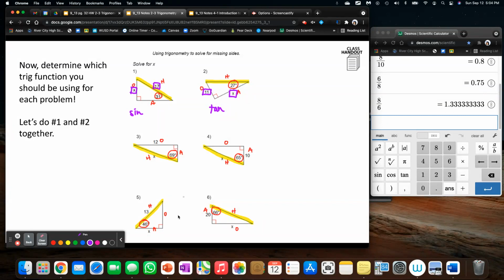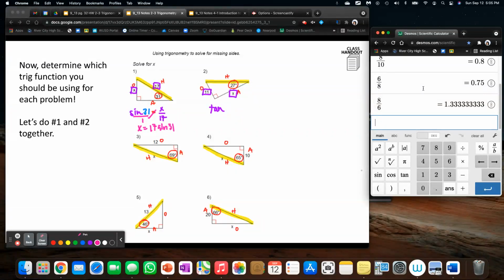All right, so now let's figure out how to actually use these trig functions. So remember, the way it's set up is it's your trig function, then your reference angle, and that equals, since we're using sine, opposite over hypotenuse, so x over 17. So then from here, the easiest way to solve it, I like to just cross multiply, so put it over 1. So x times 1 is x. And then we have 17 times sine of 31. Then we're just going to put that into our calculator. 17 times sine 31.